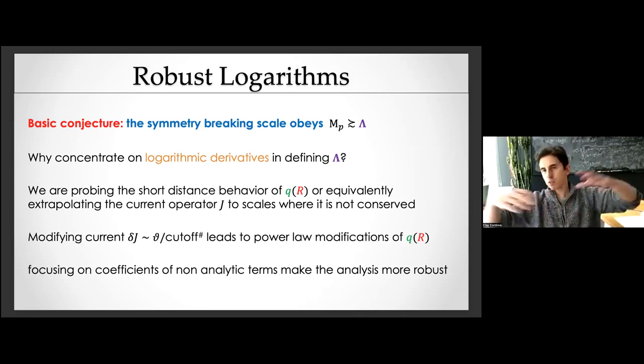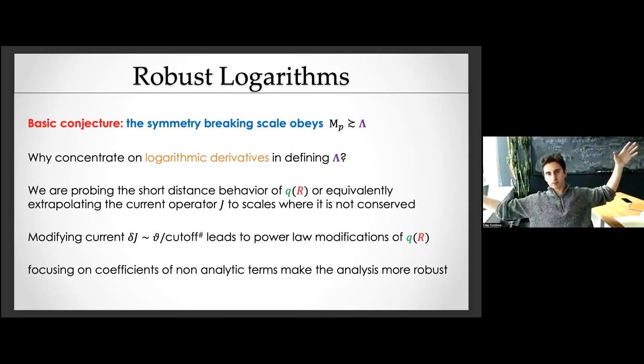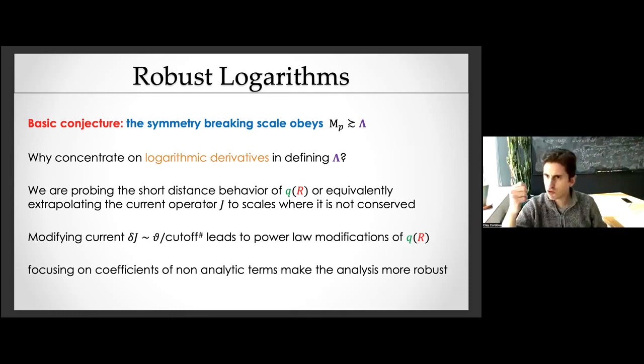So the current, remember, is something that was defined in the low energy effective field theory. This is an approximate symmetry. So at long distances, I'm not confused about what J is. It's the conserved current. But I'm interested in extrapolating it to shorter distance scales and trying to understand its behavior. And you might worry, is this really a well-posed problem? Well, if you modify the current, for instance, by adding an operator divided by a cutoff to some power to make something of the right dimension, this will lead to a power law modification of this effective charge Q of R. And so by focusing on the logarithm, I'm trying to extract this universal robust piece of the symmetry violation. So I'm asking, when do the logs become so big in the position dependence of the effective charge that they themselves violate the symmetry?